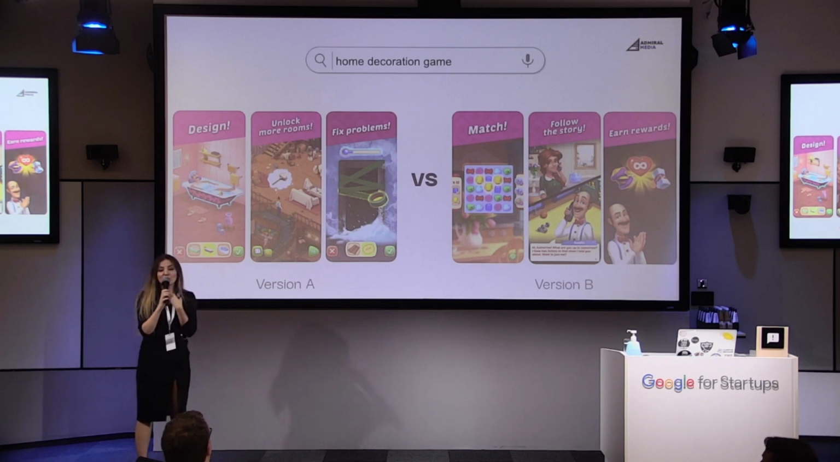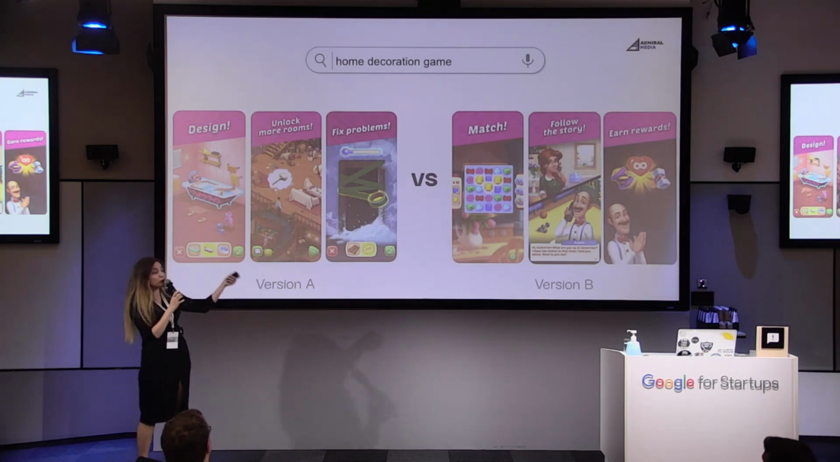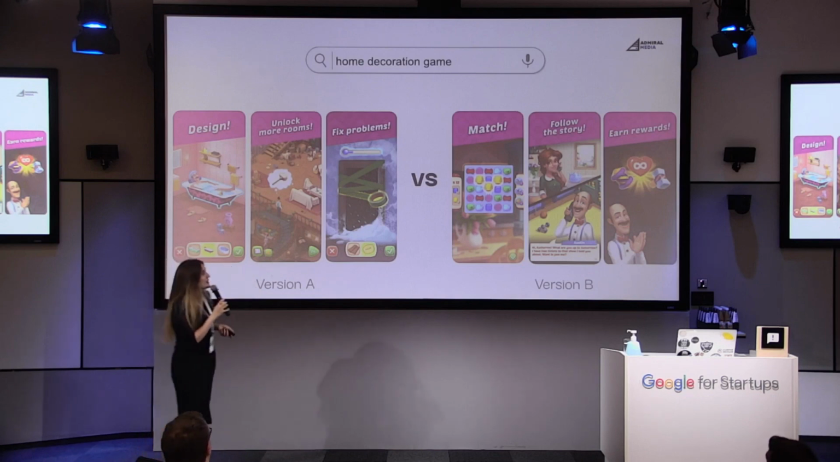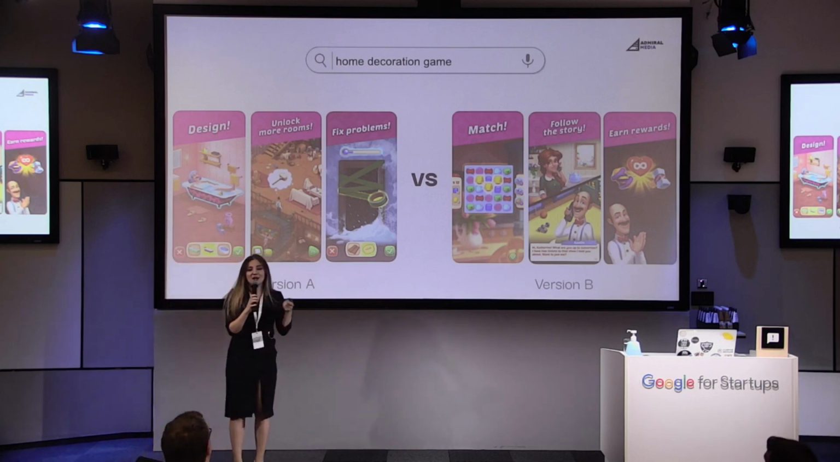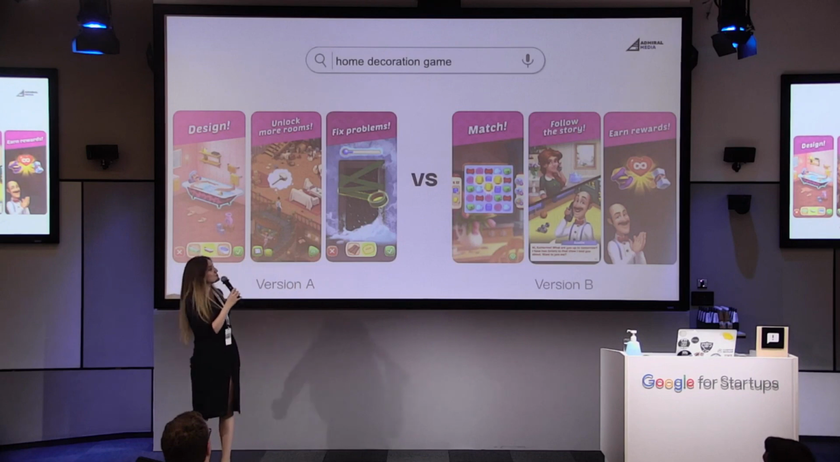So I would also assume that people would choose version A because we're showing the home design part rather than the super popular Candy Crush mode that many games nowadays have. But the thing is that this is just a hypothesis, and the only way that we can prove that is to test it. And this is what custom product pages are about.